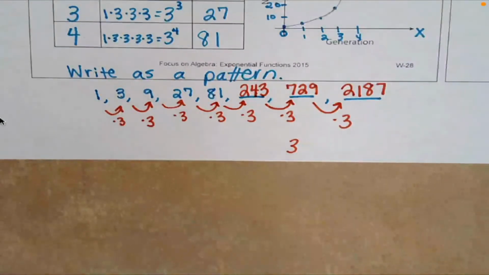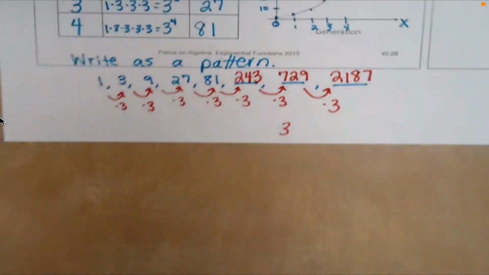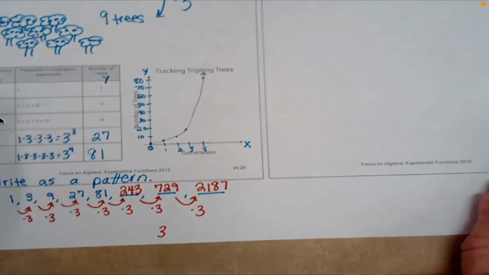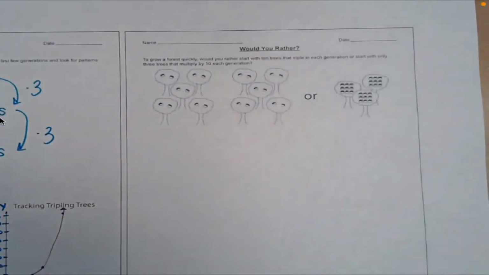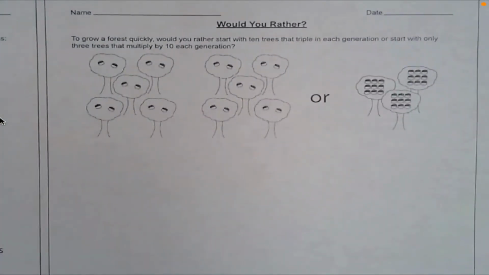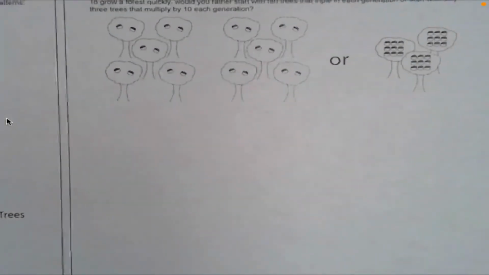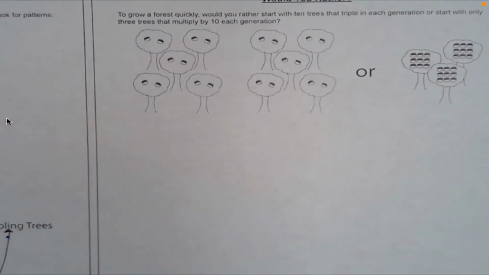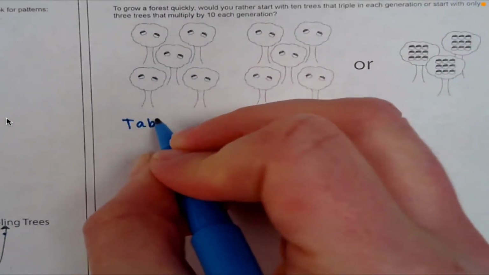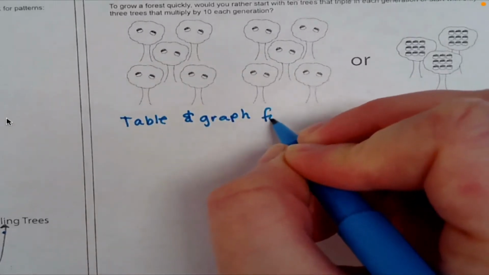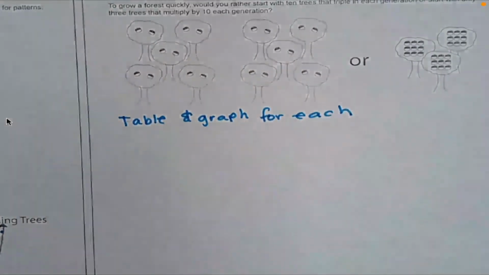All right, so now with your group, you are going to decide on the would you rather. So let's read over the instructions for would you rather. To grow a forest quickly, would you rather start with 10 trees that triple each generation or start with only 3 trees that multiply by 10 each generation? You have to be able to back up your information. So I want you to create a table and graph for each situation.